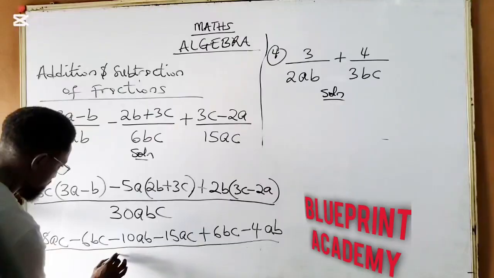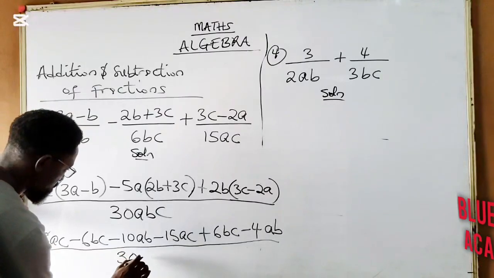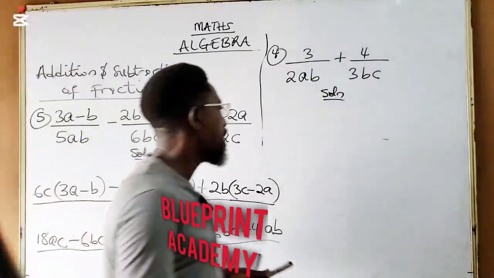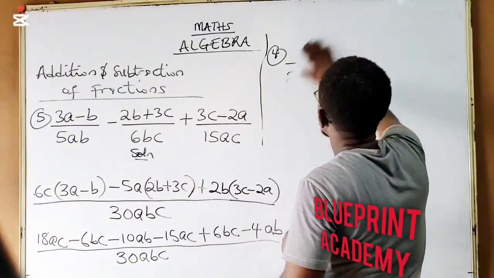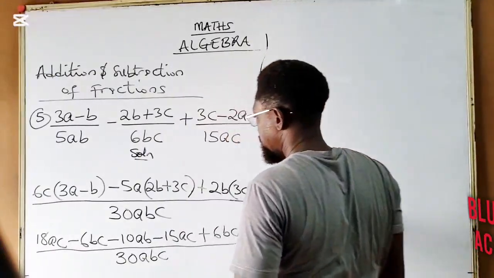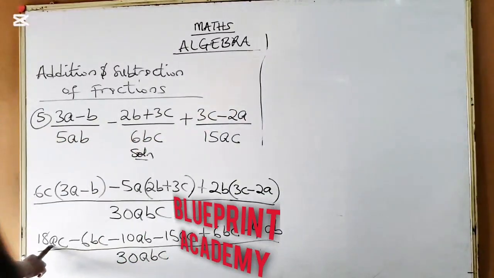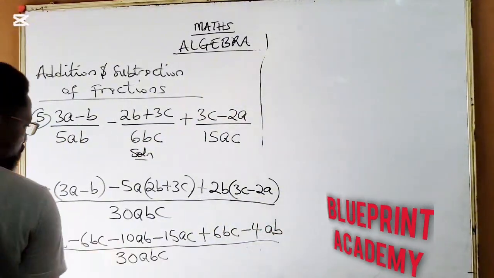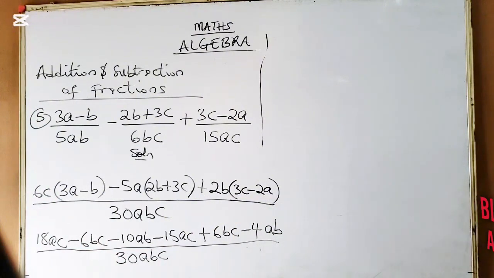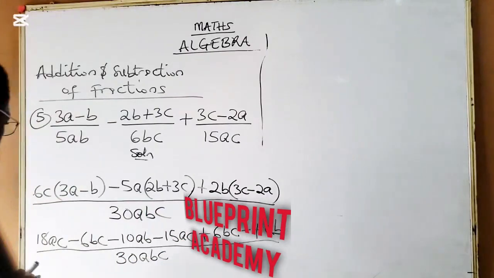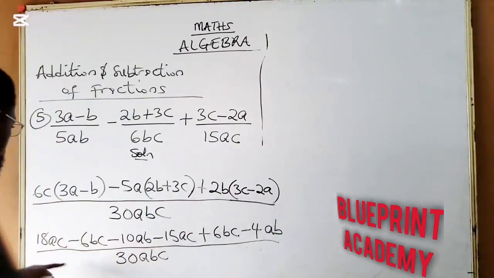We have 30ABC. So now we proceed. Let's see if there's anything common to all of them. We have 18AC, and we have 15AC. You add up that will give us 30. Okay, no, this is minus. This is minus, and this one is plus.